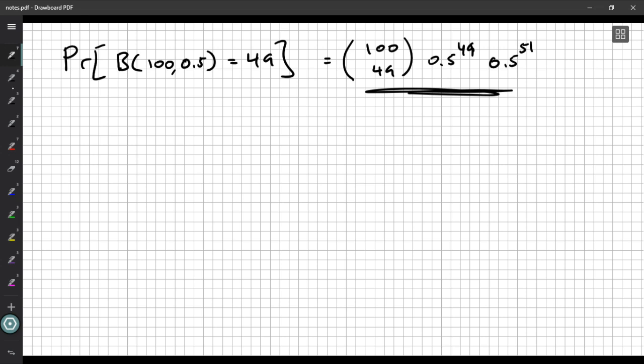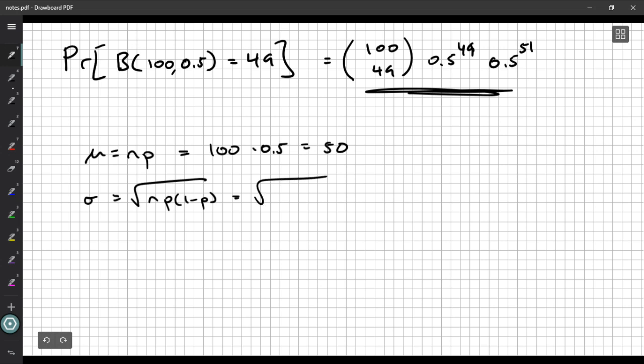Now, because we're working with a binomial random variable, we can find its mean, it's just n times p. So in this case, that'll be 50. And its standard deviation is the square root of n times p times 1 minus p. So square root of 100 times 0.5 times another 0.5. So that'll be the square root of 25. So in this case, our standard deviation is just 5. And we want this particular probability.